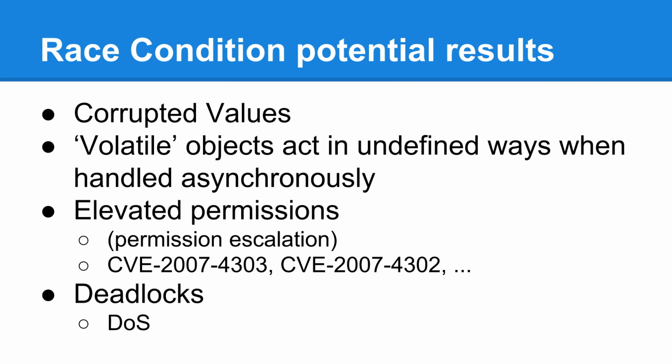I don't have any code to correspond to that, but the potential results from race conditions really involve corrupted values, and can lead to elevated permissions or permission escalation vulnerabilities, and there are some notable CVEs that I've listed here. They can also lead to deadlocks, which can be used for denial of service style attacks, which have occurred in the past, although I did not provide any CVEs to refer to.